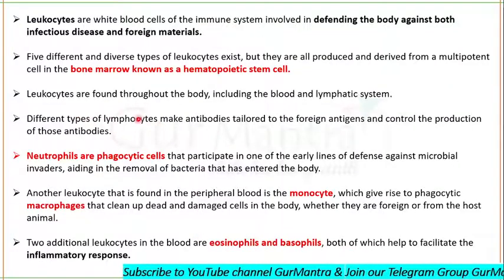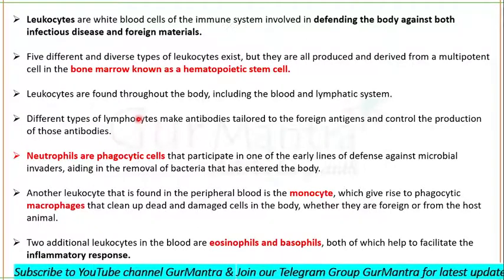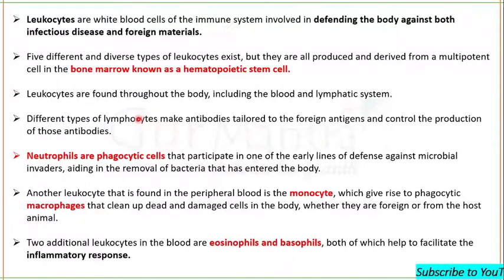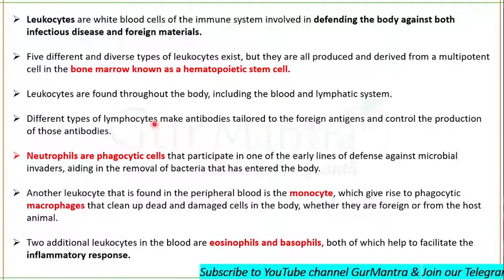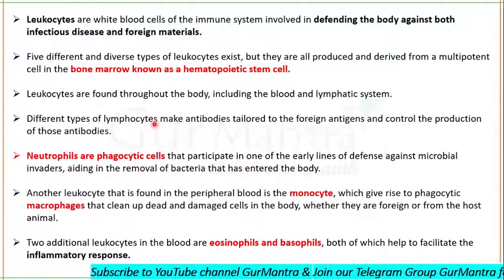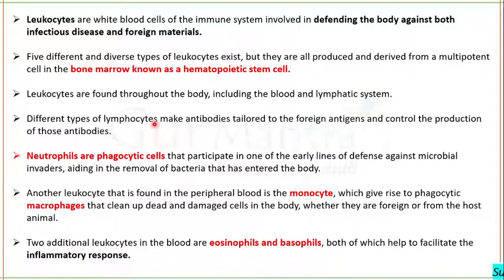Different types of lymphocytes like B lymphocyte and T lymphocyte. B lymphocytes are responsible for the production of antibodies, while T lymphocytes provide the cell mediated immunity and also help the B lymphocyte in the formation of antibodies.